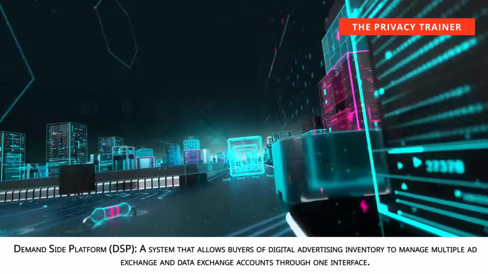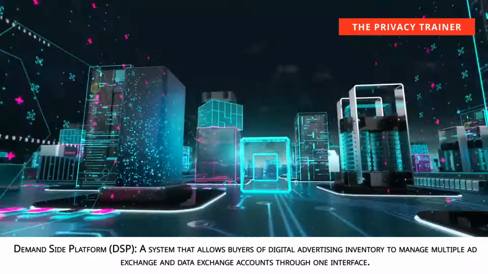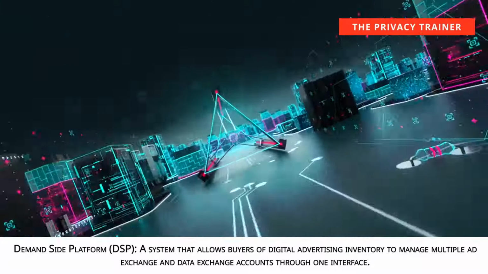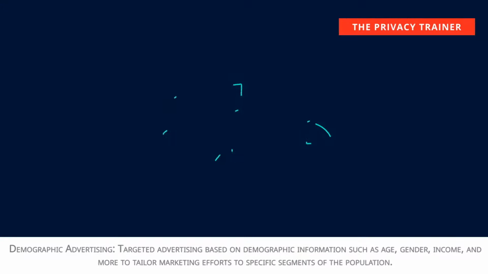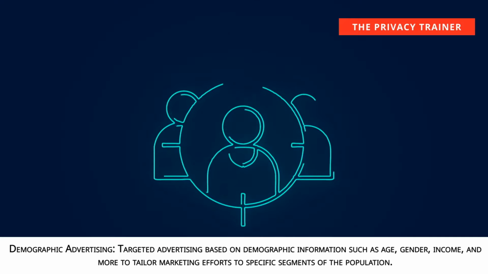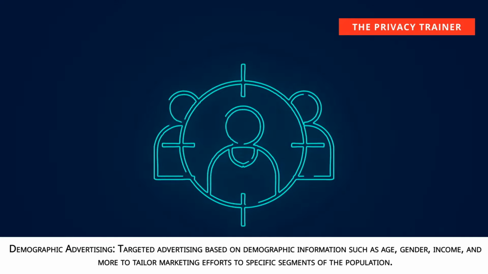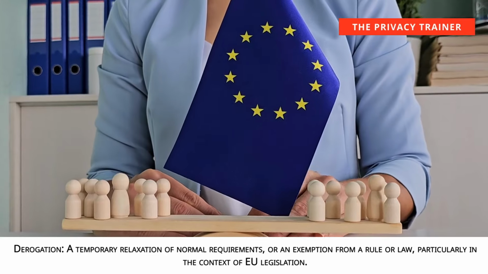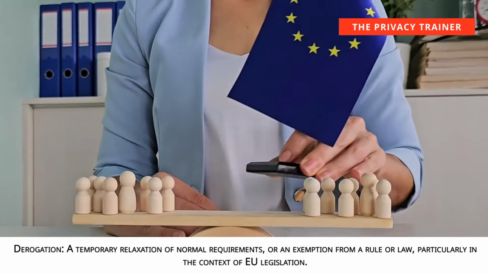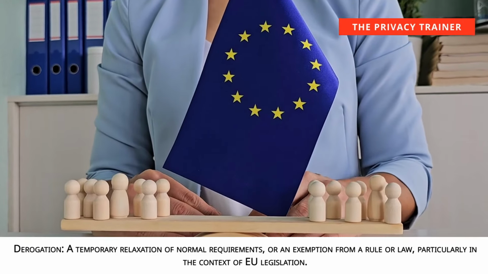Demand-side platform, DSP, a system that allows buyers of digital advertising inventory to manage multiple ad exchange and data exchange accounts through one interface. Demographic advertising, targeted advertising based on demographic information such as age, gender, income, and more to tailor marketing efforts to specific segments of the population. Derogation, a temporary relaxation of normal requirements, or an exemption from a rule or law, particularly in the context of EU legislation.